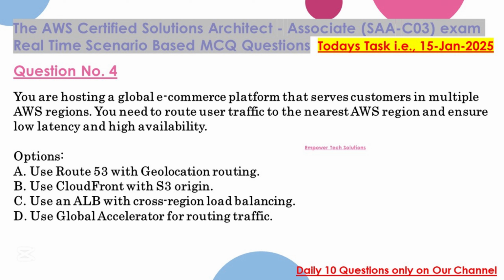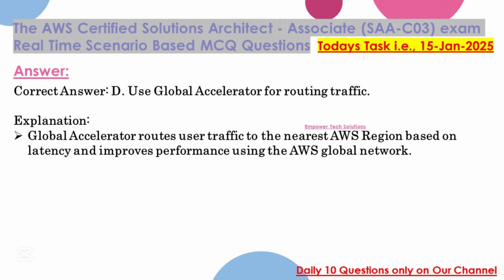You are hosting a global e-commerce platform that serves customers in multiple AWS regions. You need to route user traffic to the nearest AWS region and ensure low latency and high availability. Options: A. Use Route 53 with geolocation routing. B. Use CloudFront with S3 origin. C. Use an ALB with cross-region load balancing. D. Use Global Accelerator for routing traffic. Correct answer: D. Use Global Accelerator for routing traffic.